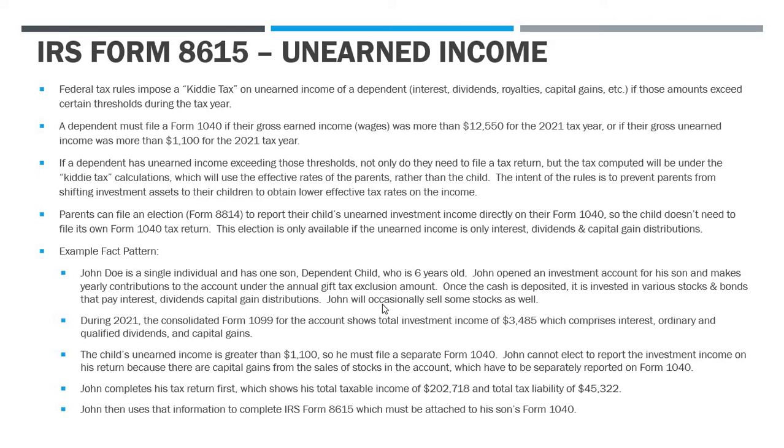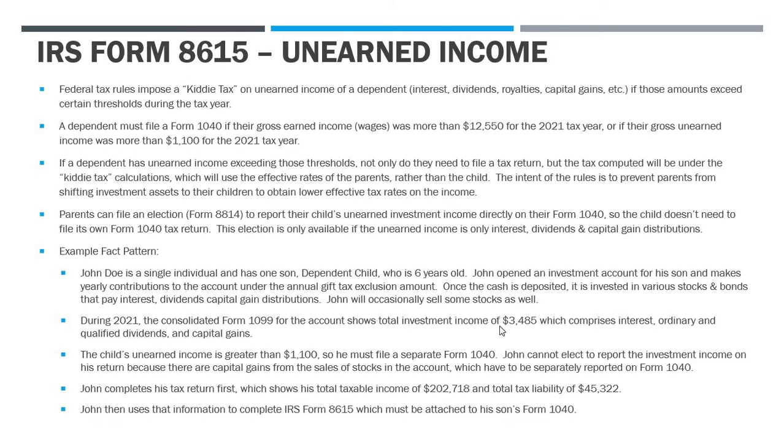Now, John also will sell some stocks in there during the year, right? So he trades it occasionally on a quarterly basis. Now, during 2021, he gets the consolidated 1099 for the account, and it shows that the total investment income was $3,485. And that amount was made up of interest, ordinary and qualified dividends, capital gains, maybe capital gains distributions as well.